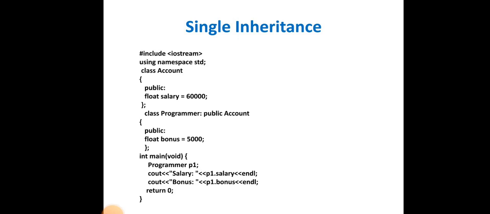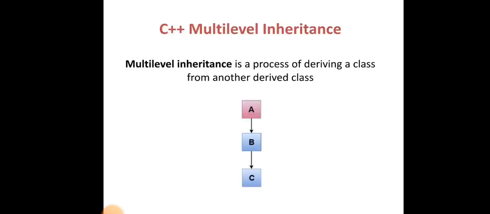P1 is the object for the programmer class. Using this object, we can access the salary value and bonus value of the class account and class programmer. This is a simple example of single inheritance.